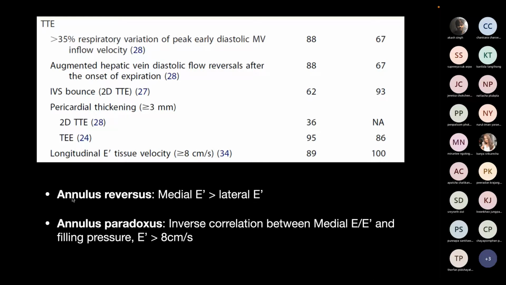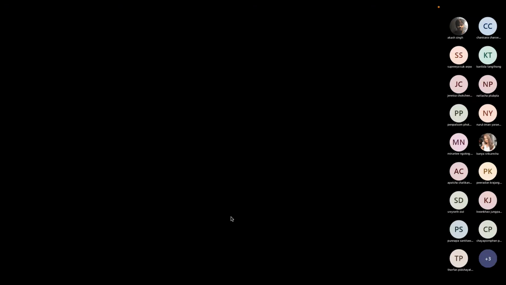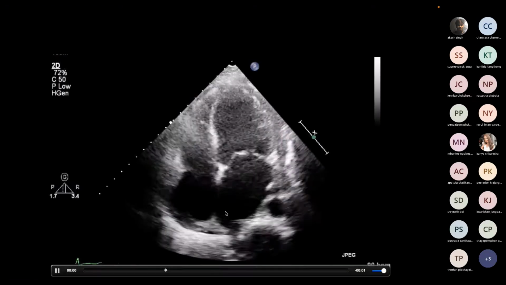The other thing that we can find in these cases is called annulus reversus, where medial E prime is, I'll come back to this slide, and it should be more understandable when you see it in real life. And then annulus paradoxus. So we'll look at the picture first.